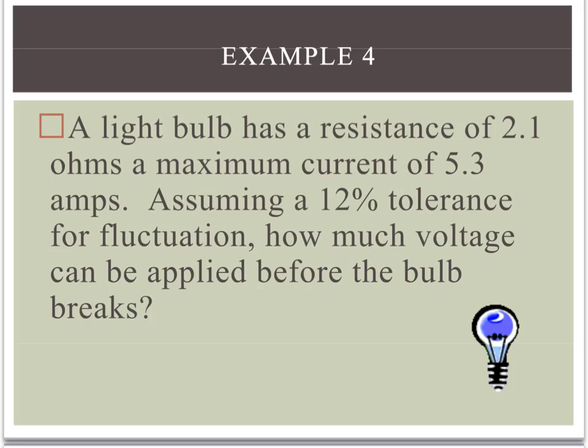Example 4. A light bulb has a resistance of 2.1 ohms, a maximum current of 5.3 amps. Assuming a 12% tolerance for fluctuation, how much voltage can be applied before the bulb breaks? Please pause the video, determine what you need to calculate, and proceed when you're ready, and we'll be here with the answer.